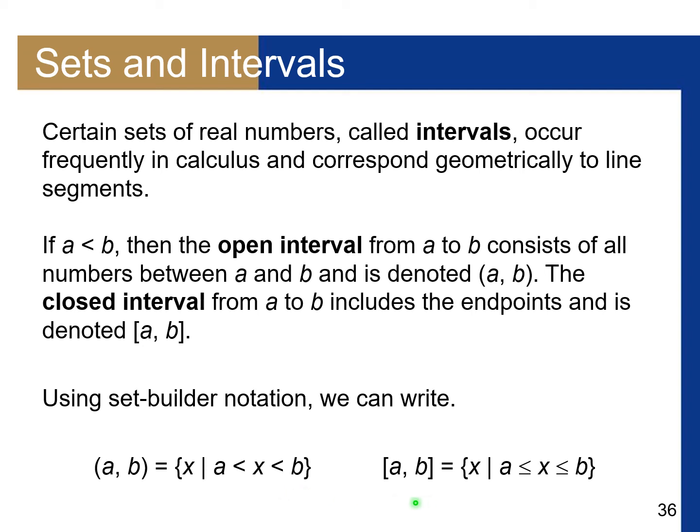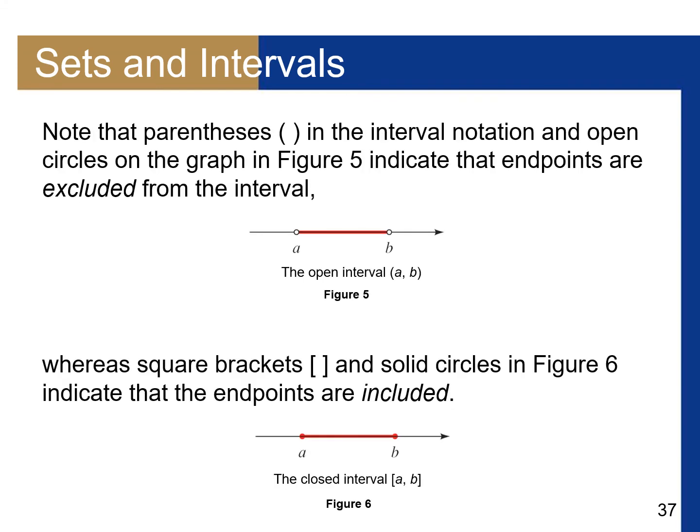Notice the difference. If I have the square brackets here, I'm including them. So I have X such that X is greater than or equal to A, including the A, and X is less than or equal to B. Here's the difference on a number line. We would have the open circles if I have the parentheses, which shows that it does not include A and B. If I use the square brackets, then I'm going to have the closed filled in circles, which means I do include A and B.